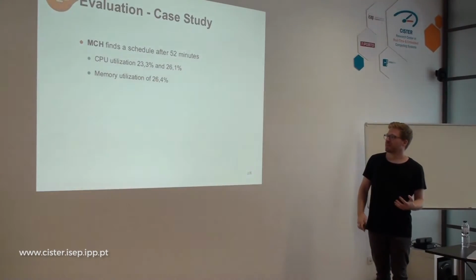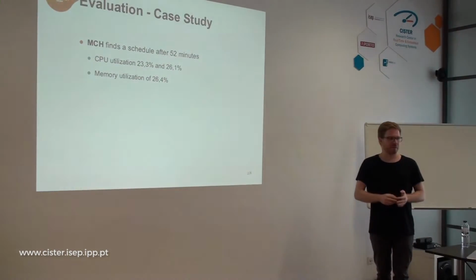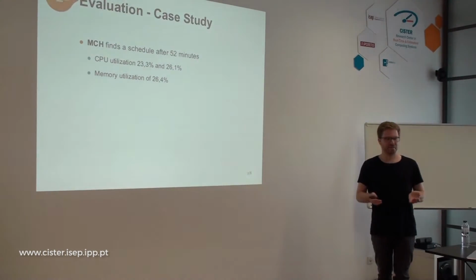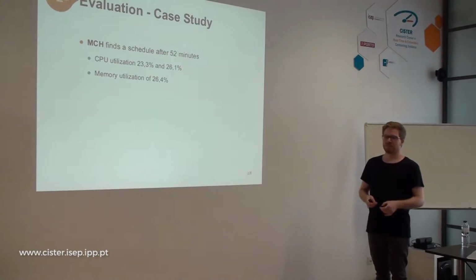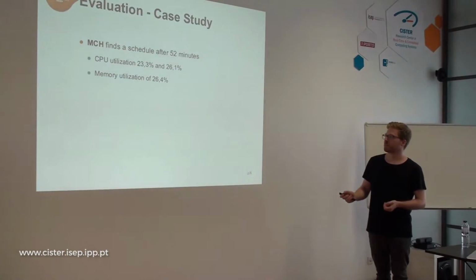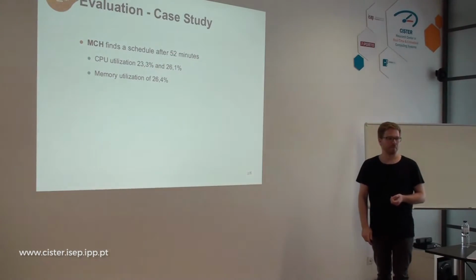So if we try to schedule this now with our memory-centric heuristic, we found that we can find a schedule after 52 minutes on my computer. And we utilize all the 14 cores, and the utilization of the different cores is between 23.3 and 26.1%. And the memory schedule, the memory access, is utilized by 26.4%.